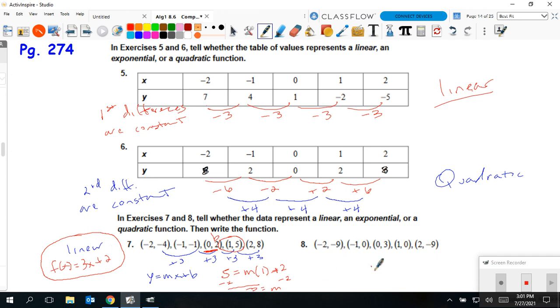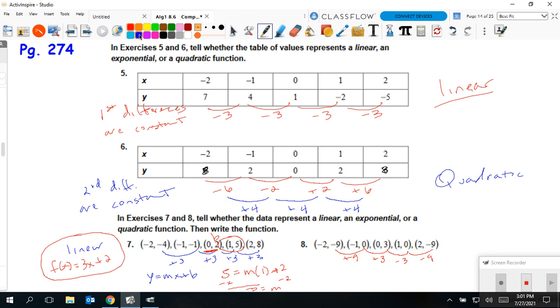Number 8, when we want to look at the first differences, from 9 to 0, that's going down by 9. 0 to 3, going up by 3. 3 to 0, it's going down by 3. And then 0 to negative 9 is going down by 9. So it doesn't have constant first differences.